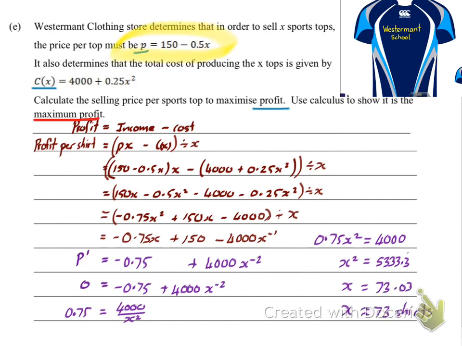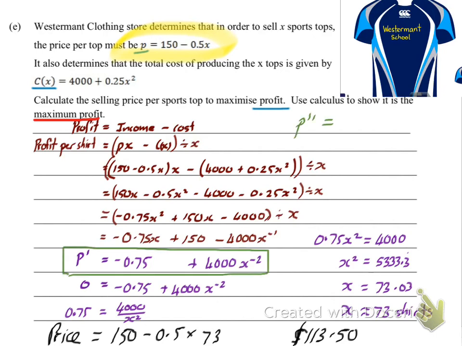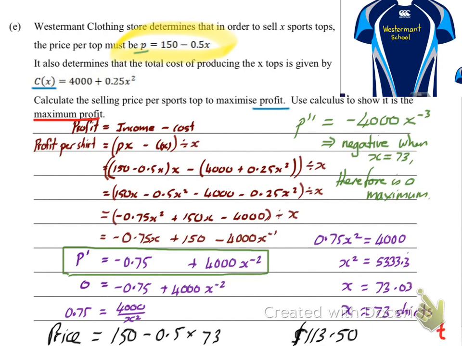That's 73 shirts. We want the profit. There's a side of the price. There's the price equation. 150 minus 0.5 times 73. So you get the maximum profit when the shirt is $113.50. Now, just to show off your calculus and prove that it's a maximum, double differentiate, and then we know that that's a negative value, so therefore it's a maximum. And that's how you get excellence for that question.